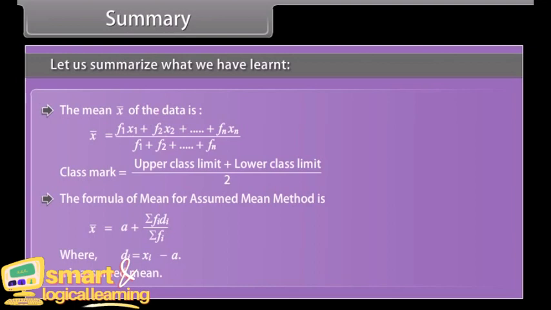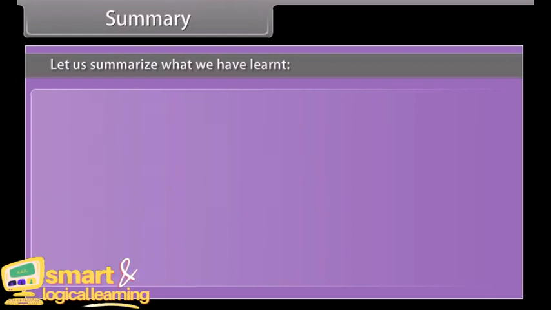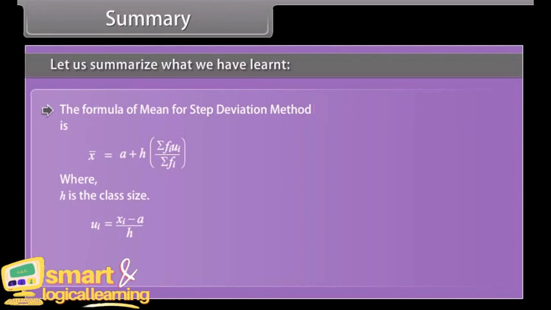The formula of mean for the assumed mean method is assumed mean plus summation of the product of fi and di divided by summation of fi, where di is equal to xi minus a. a is the assumed mean. The formula of mean for the step deviation method is assumed mean plus h multiplied by summation of the product of fi and ui divided by summation of fi, where h is the class size and ui equals (xi minus a) divided by h.